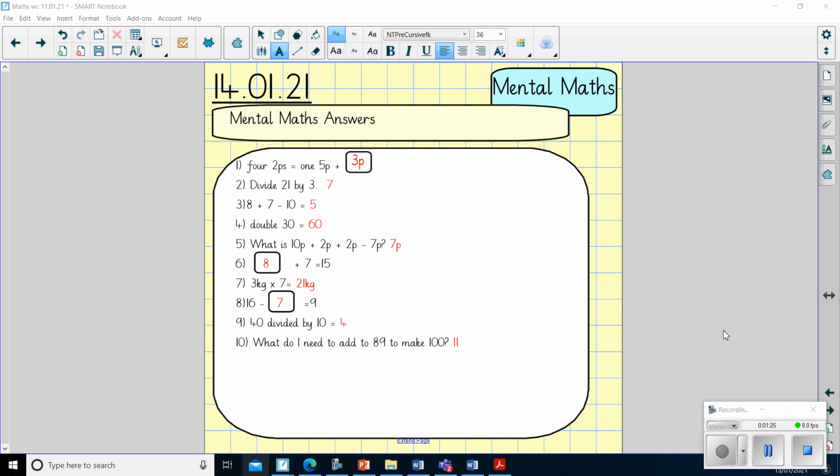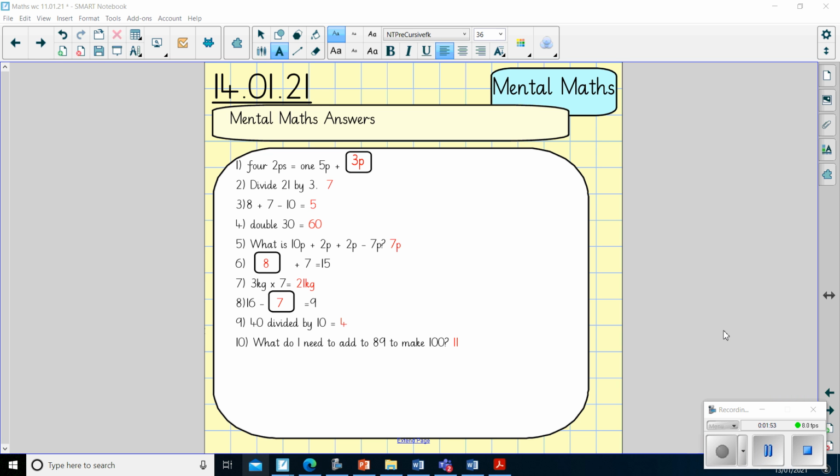Question 5, what is 10p add 2p add 2p take away 7p? So doing the addition first, 10 add 2 add 2 equals 14p, and then I've got my 7p to subtract, which leaves me with 7p. Question 6, something add 7 equals 15. 8 add 7 equals 15.